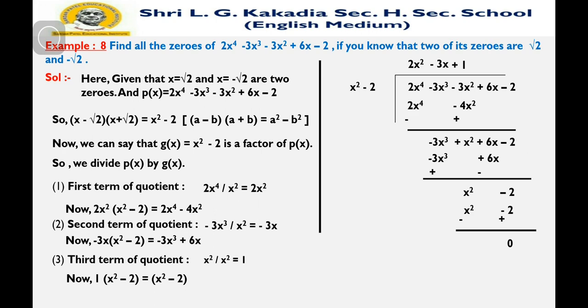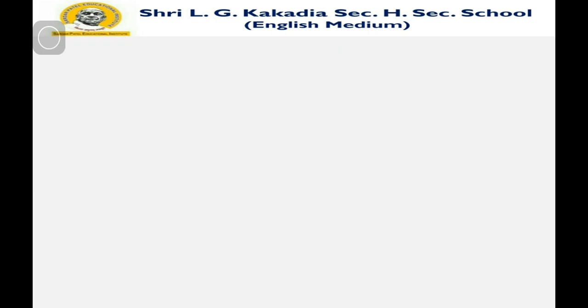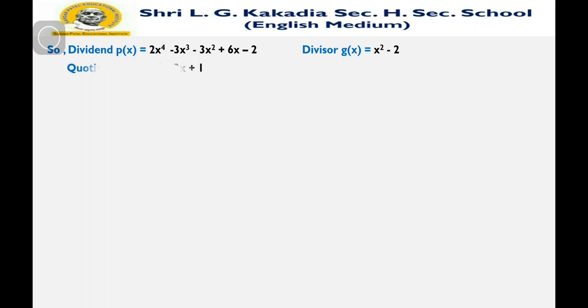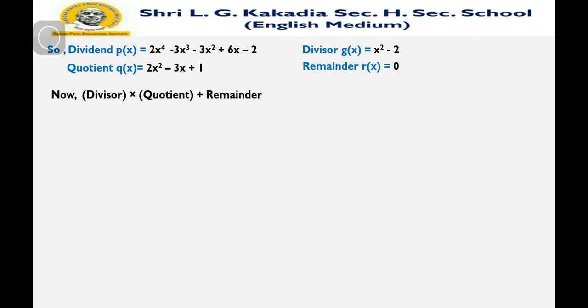So now we put these values in the division algorithm. So the dividend p of x is given here, the divisor is given here, the quotient q of x is equal to 2x square minus 3x plus 2, and the remainder r of x is equal to 0. So now we put in the algorithm of division, that is, divisor into quotient plus remainder is equal to, the divisor is x square minus 2 in one bracket, 2x square minus 3x plus 1 in another bracket, and plus 0 is the remainder.